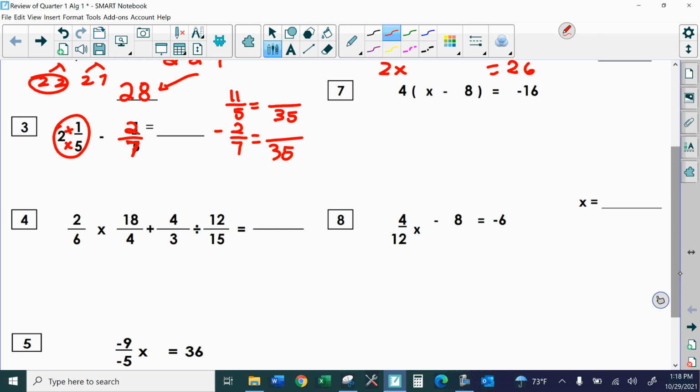And now I'm making what's called equivalent fractions. 5 times what is 35? 7. So I must multiply by 7 here. 7 times what is 35? 5. So I have to multiply by 5 up here.